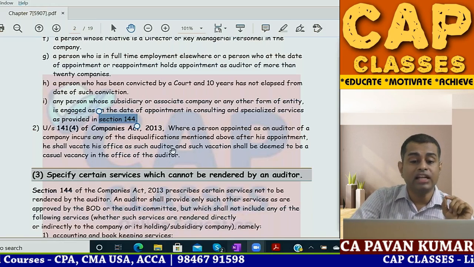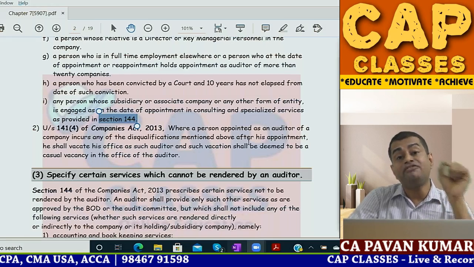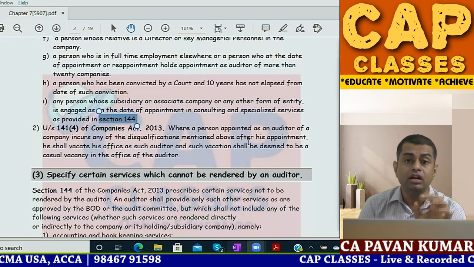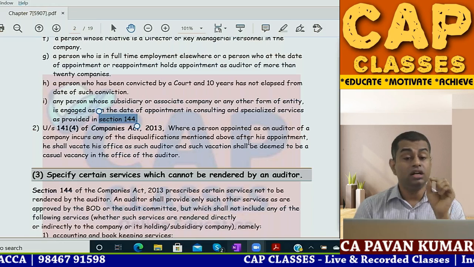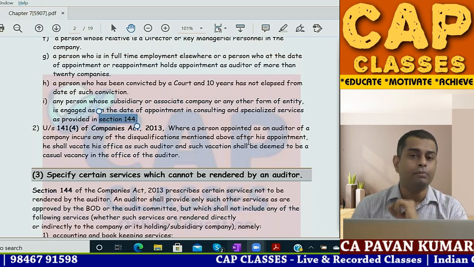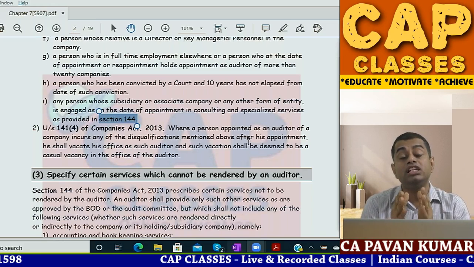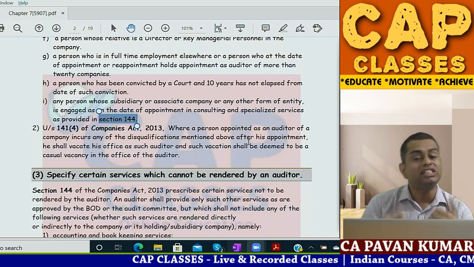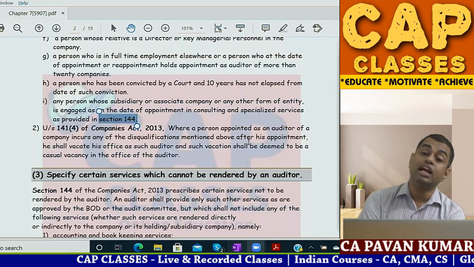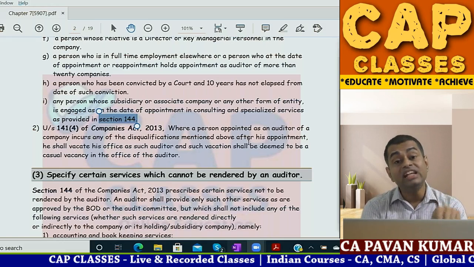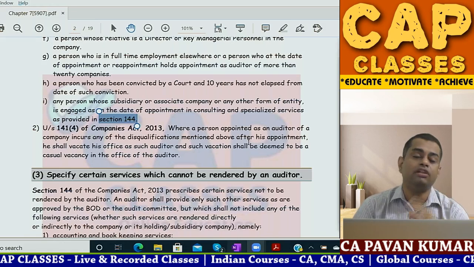Point number 2, where a person appointed as an auditor incurs any disqualification after his appointment. Disqualifications are to be checked at the time of appointment. Pavan sir, on the date of appointment, this guy is not disqualified. He has qualifications and is appointed. After 2 months, his relative holds shares or his relative is appointed as director of the company. Now he is attracted by disqualification. This is called subsequent disqualification.